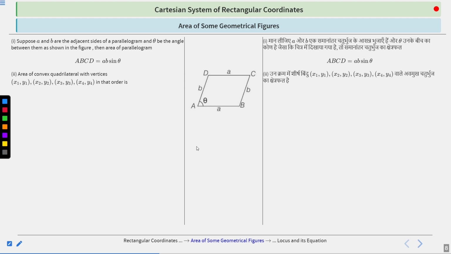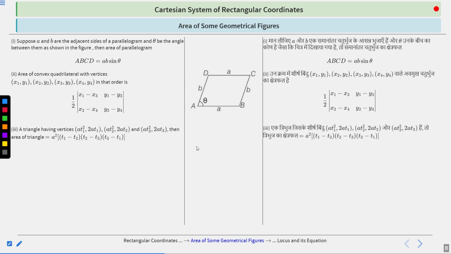The area of a convex quadrilateral with vertices (x1, y1), (x2, y2), (x3, y3) and (x4, y4) in that order is 1/2 into the determinant of (x1 minus x3, x2 minus x4, y1 minus y3 and y2 minus y4), right? For a triangle having vertices at1, at2 and at3, the area of the triangle is a square into (t1 minus t2) into (t2 minus t3) into (t3 minus t1), right?